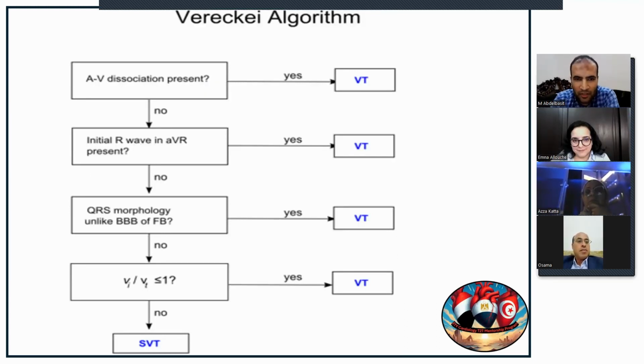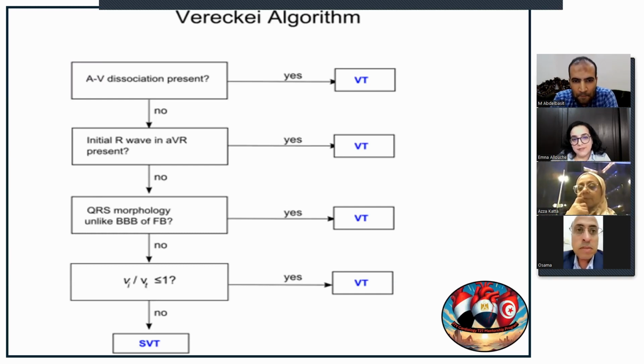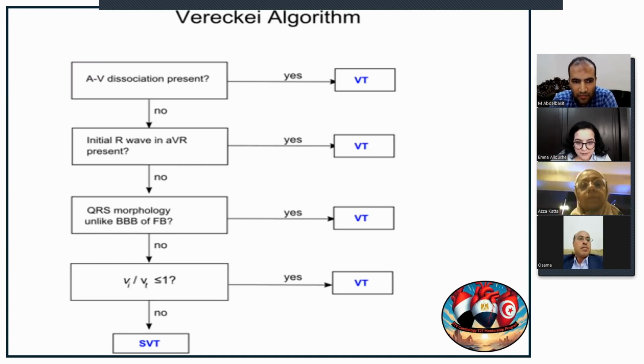So Dr. Amna, after finishing the Brugada algorithm, could you simplify a new algorithm for detection of VT versus supraventricular tachycardia? Dr. Vereckei suggests this algorithm, and he starts by searching for AV dissociation. If this sign is present, this is a VT. Then he looks at the aVR lead, and if there is an initial R wave in this lead, this is a VT. Then he looks at the QRS morphology, and if the morphology is not in favor of ventricular tachycardia, here is the equation, the Vi and Vt, the initial and the terminal.